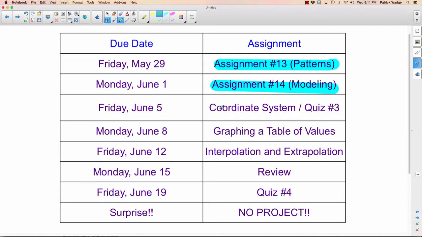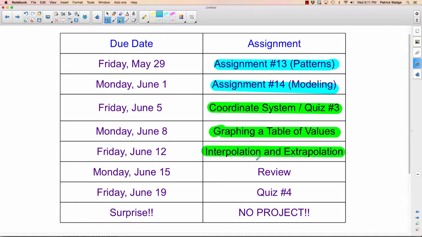Okay, so now I'm going to go on to what we're going to do for the rest of the year. Well, we're going to have one assignment for next Friday, which is on the coordinate system, and I'm also going to give you a quiz. The coordinate system, you know this. You might not remember it right now, but you know it. It's not hard. I'm not going to give you a lot of questions. I'm also going to give you a short quiz. So you have two things to do there that day. Then the Monday after that, we're going to be graphing from a table of values. Day after that, which will be due on Friday, June 12th, we'll do interpolation and extrapolation. We'll do some review, and then we'll have a fourth quiz, and then we're done.